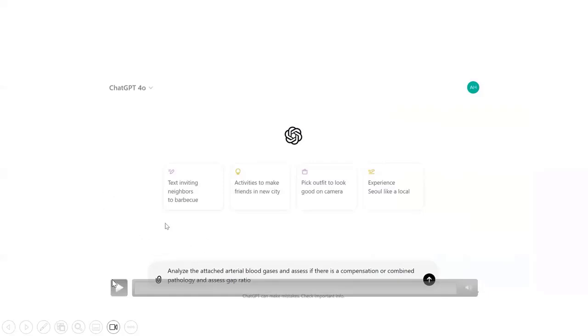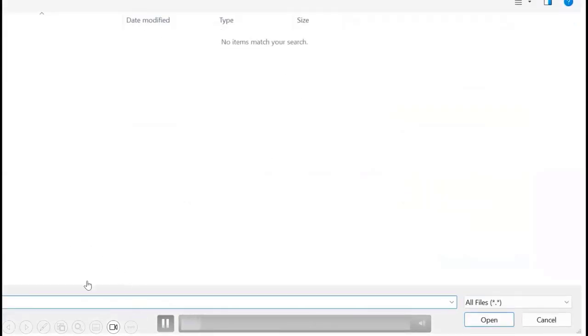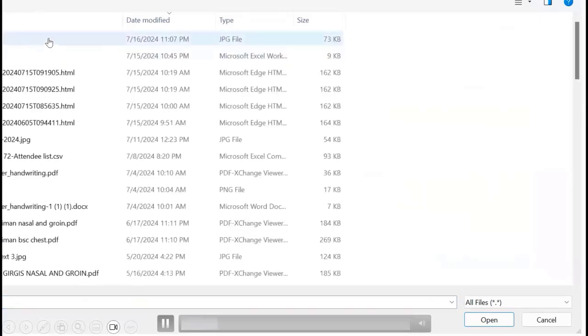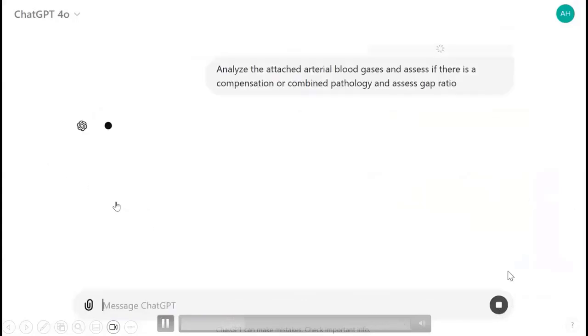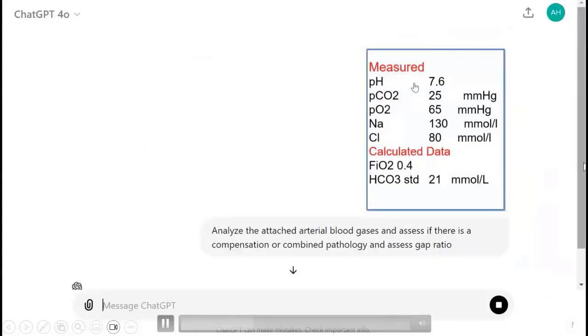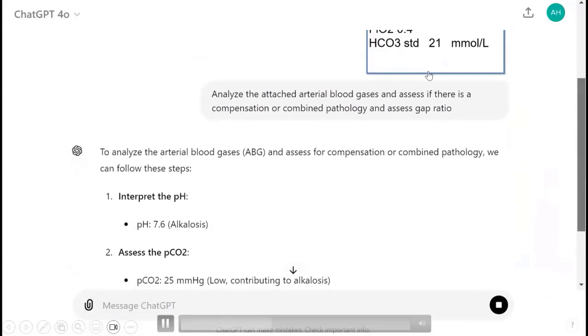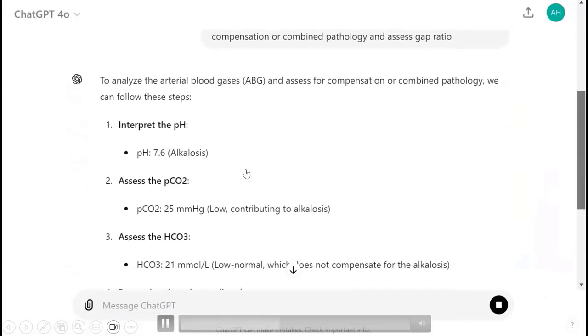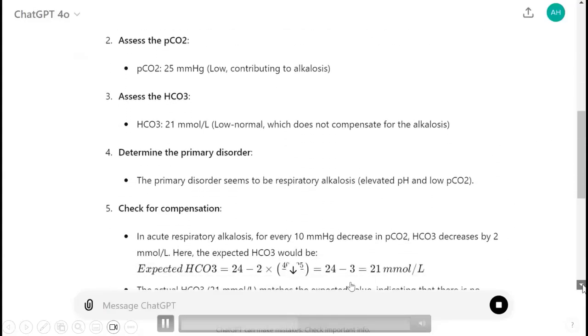What will happen if we post this prompt? If you look at this, first of all, we attach the file. Only ChatGPT 4 allows attachments, but ChatGPT 3.5 does not have this function. So we attach the blood gases, and then ChatGPT started to read them and interpret the results like the pH, CO2, and bicarb.